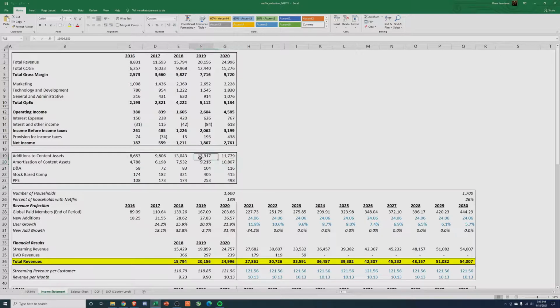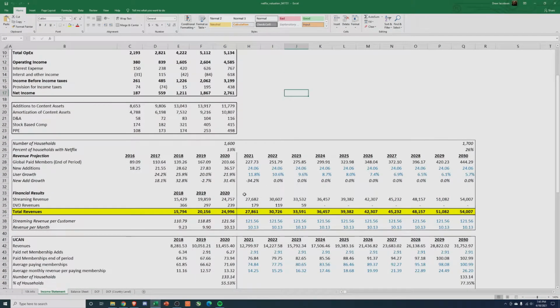So, I mean, as you can see, right, the additions to content assets has historically been almost 100% of revenue, right? So it's almost been 100% of revenue historically, and then now revenue is really kind of supercharged and it's dropped in half. But anyways, first thing we need to do is forecast out top line revenue.